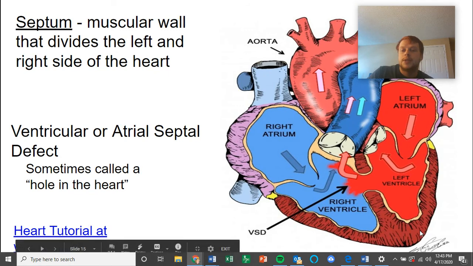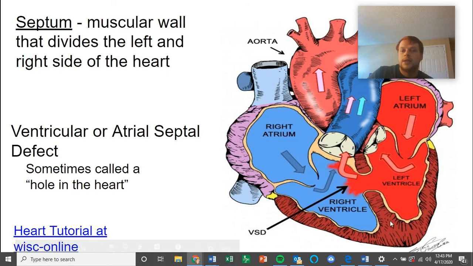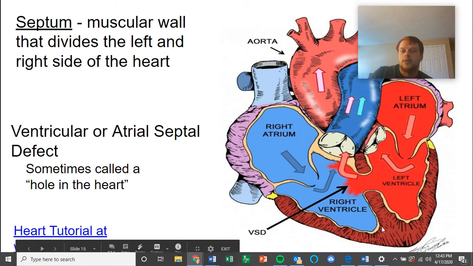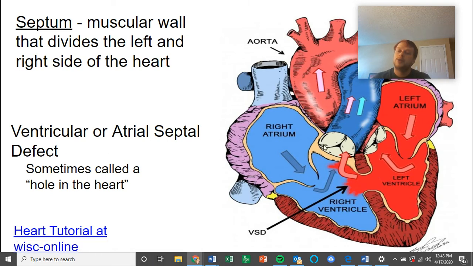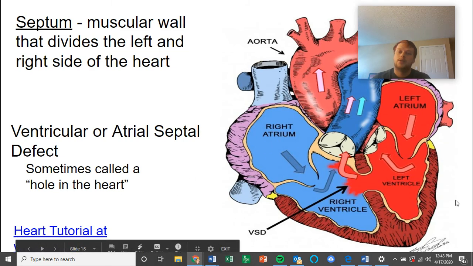So remember, the septum is this wall that divides the left and right side of the heart, right here. And if there is a defect, sometimes called a hole in the heart, we refer to it as a ventricular or atrial septal defect. If there's a hole, then the blood doesn't flow where it needs to, and that can cause a lot of health issues.